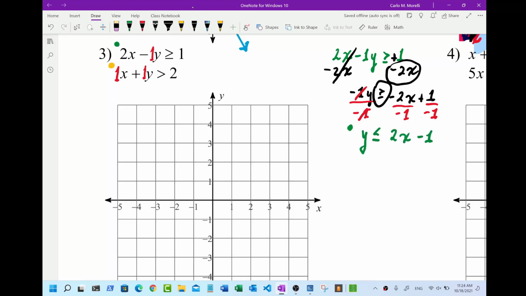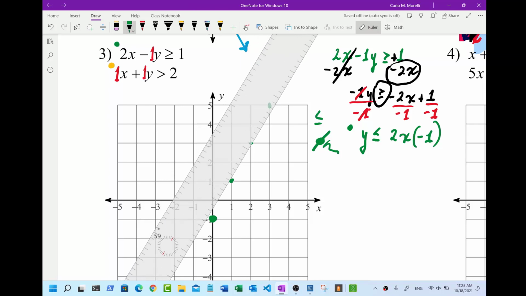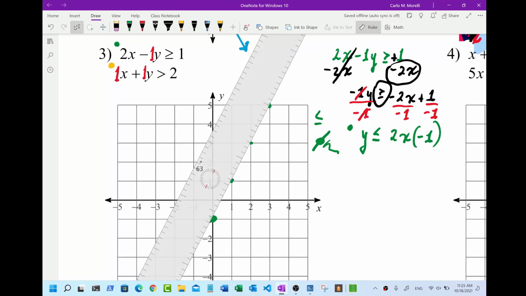Okay, now let's go ahead and plot the green. So we take a little break from the math. It's a less than or equal to symbol, so less than or equal to means solid line, filled-in dots, shaded below. Okay, so what's my y-intercept here? -1. What's my slope? Up 2 over 1, right? Like that? Does that look right? Yeah. Okay, draw a line in.